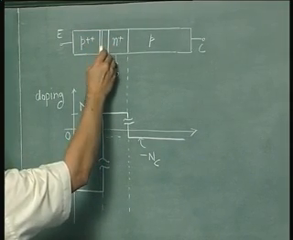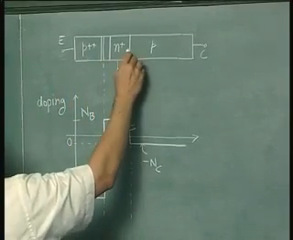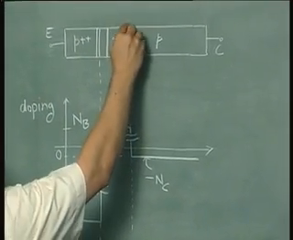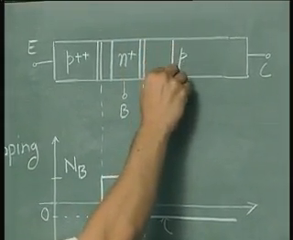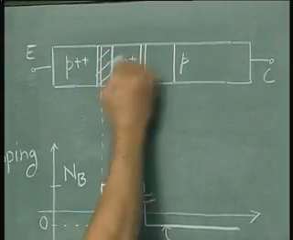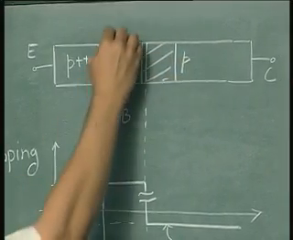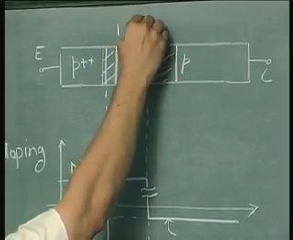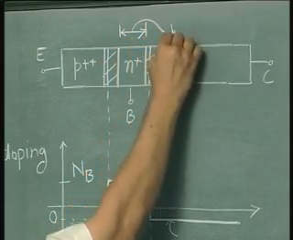So, the space charge region is more on the n side than on the p++ side, and similarly it is more on the p side than on the n+ side. So, something like this. So, this is the space charge region. Now, the electrical base width is the distance between these two space charge edges. This is called the base width, W_B.